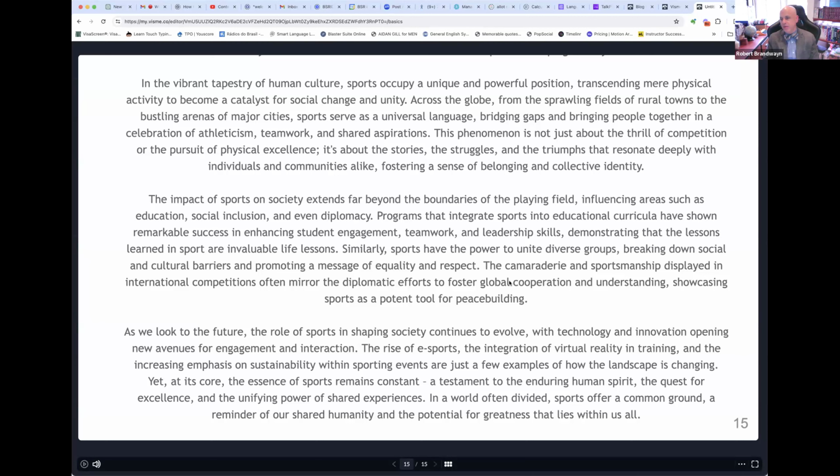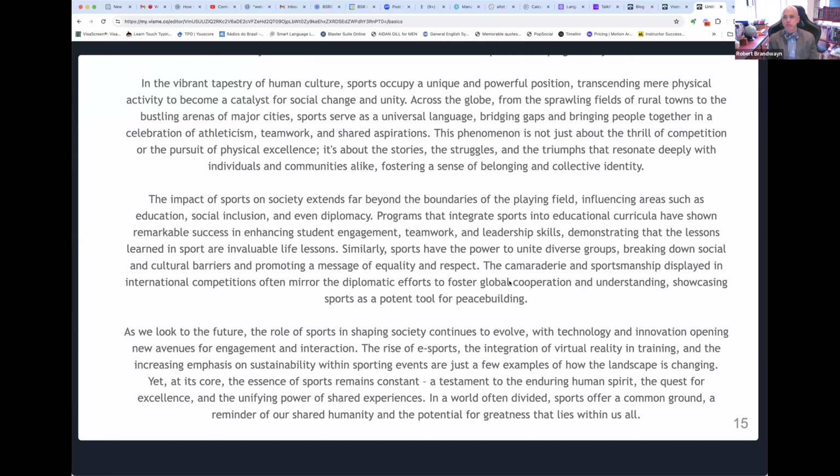Good. Okay. First of all, do you have any questions about the reading? Vocabulary questions. Tapestry. Tapestry is like el entretejido o el tejido. So, in the vibrant tapestry of human culture, en el tejido vibrante de la cultura humana, okay?